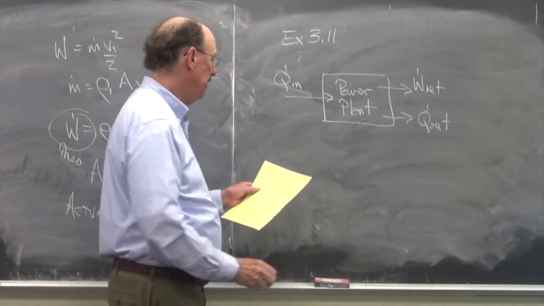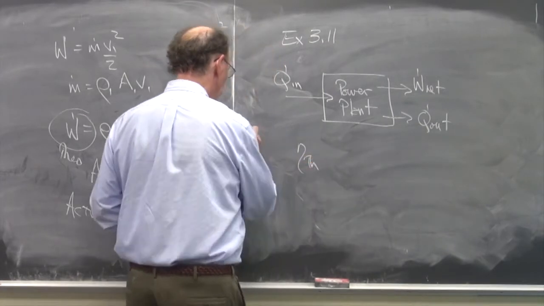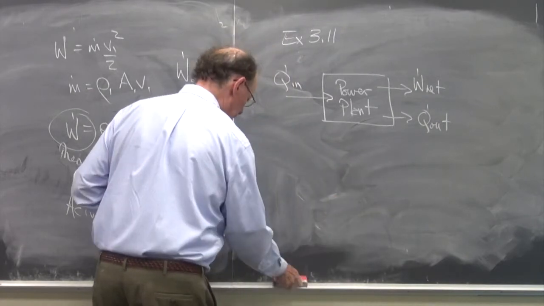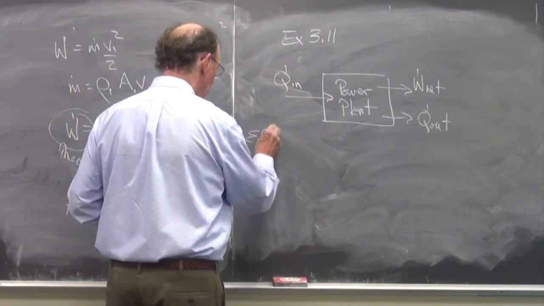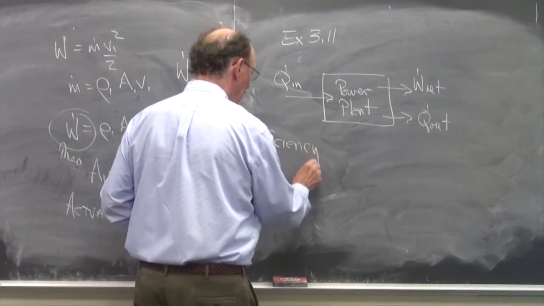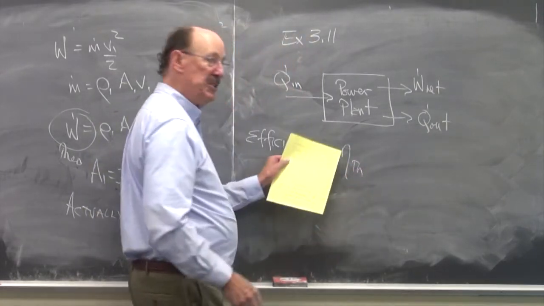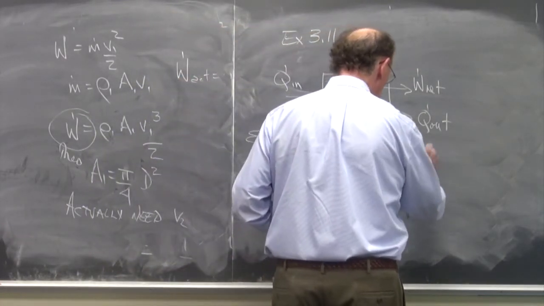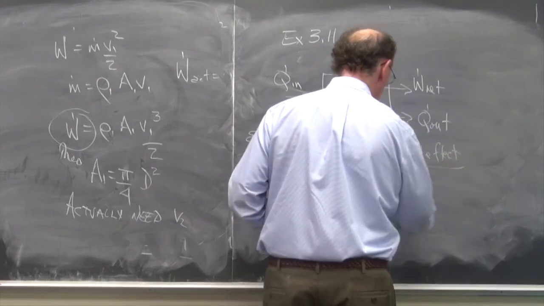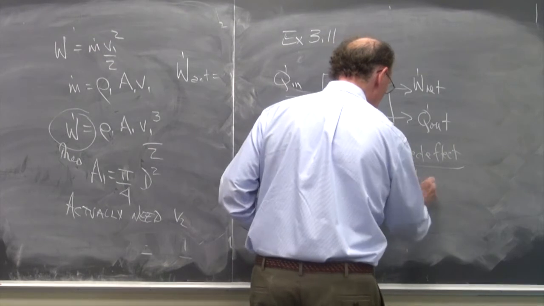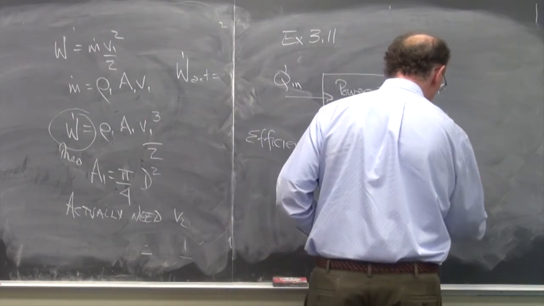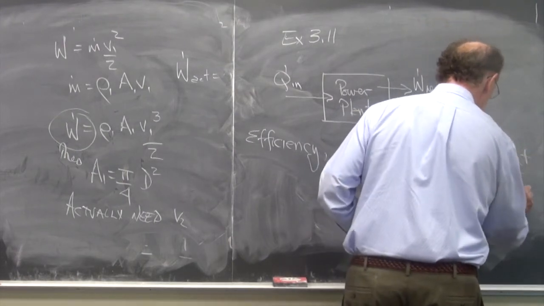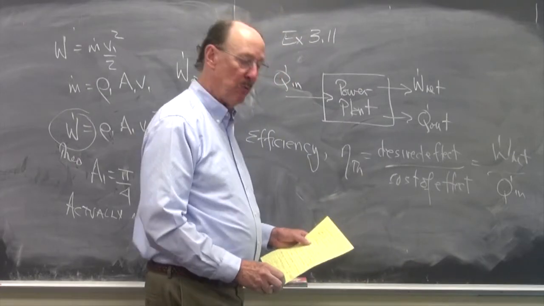And so the efficiency, eta, this is the thermal efficiency, eta TH, is equal to the desired effect over the cost of effect. What we want is to produce power, and what it costs us is the energy that we put into it. And so we're going to look at that.